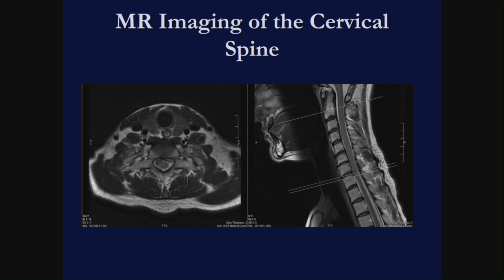And there is a finding on this scan that I'll go into more in a case coming up. But you could look at the various levels and look for pathology affecting the nerve roots, which could exit here and here.